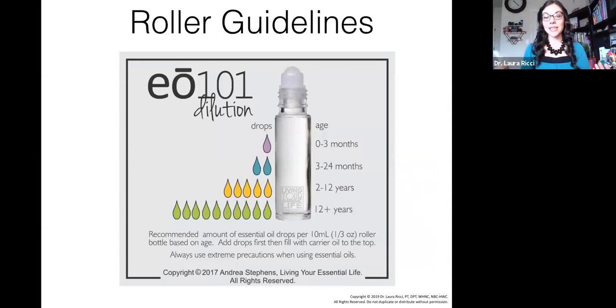Now, I will say some people like 15. My husband, in his Breathe roller that he makes, he likes about 20 to 30 drops. He likes it pretty strong. For me, about 10 to 15 drops in a roller per oil is pretty good for me. So play with this. Use your bioindividuality. You are an experiment. You are an N of 1 experiment. And I think we have to tune into that.